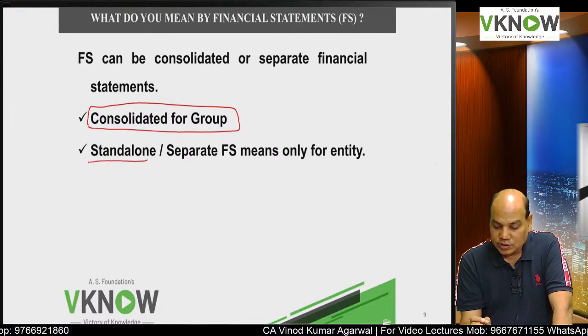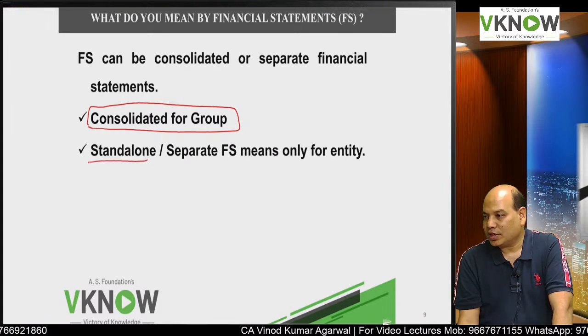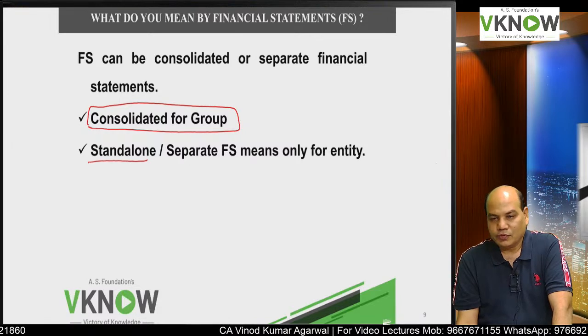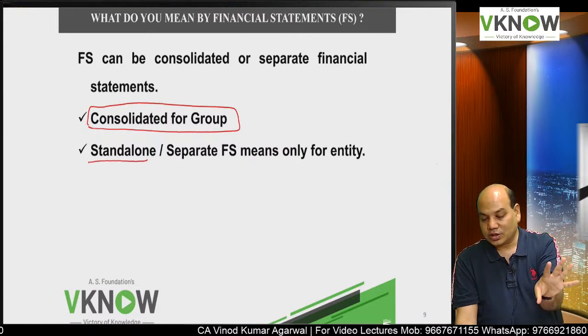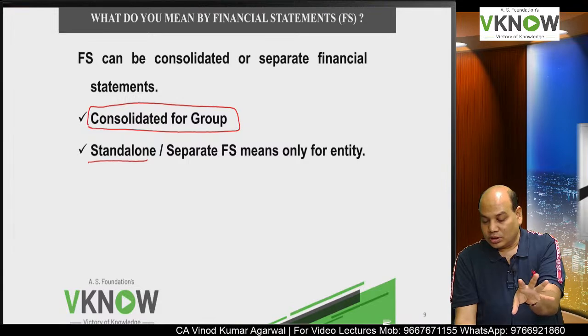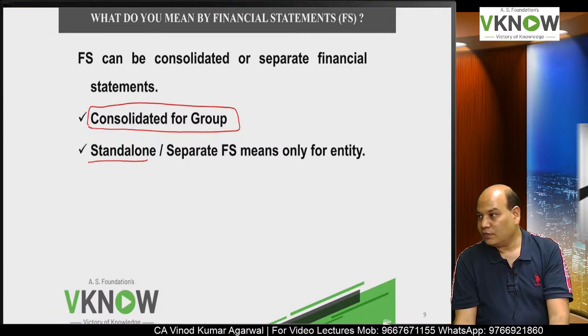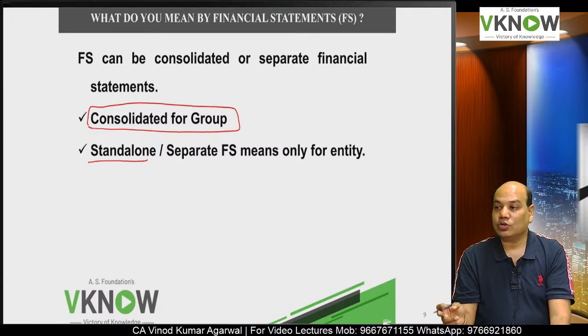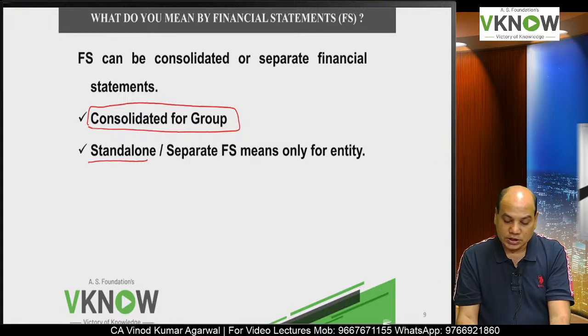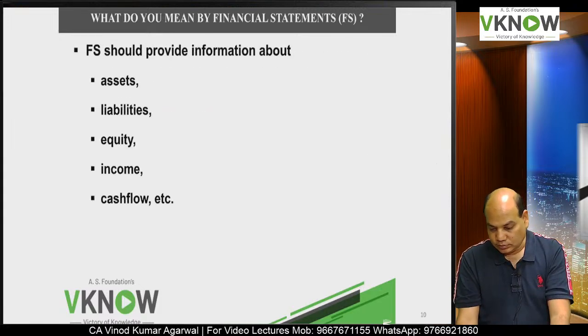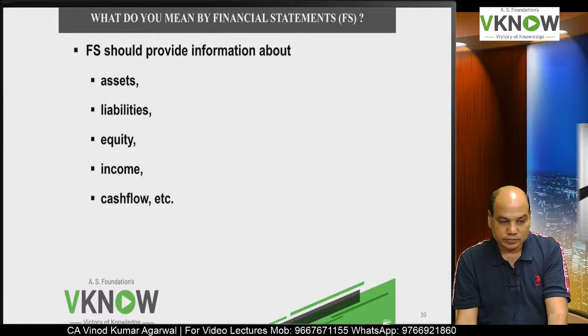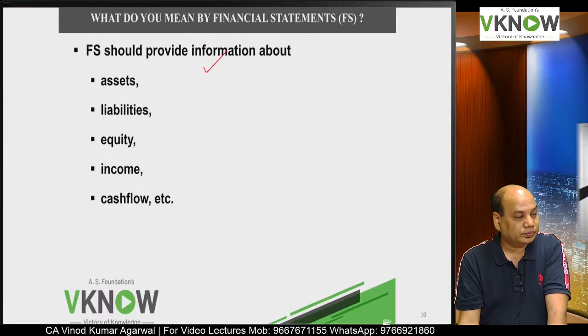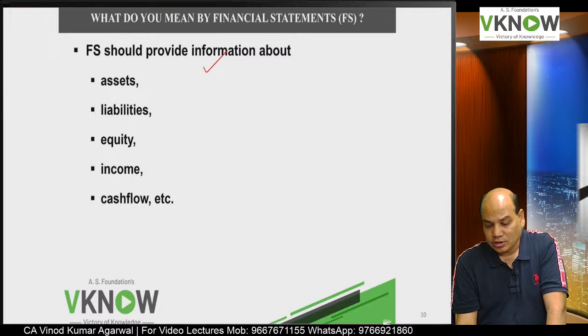Then the companies have to also prepare. In India, both statements are prepared. If you see the annual report, it will contain standalone, that is separate financial statement only for the entity, and it will also contain consolidated financial statement if there is a subsidiary. And what information do you get from financial statement?